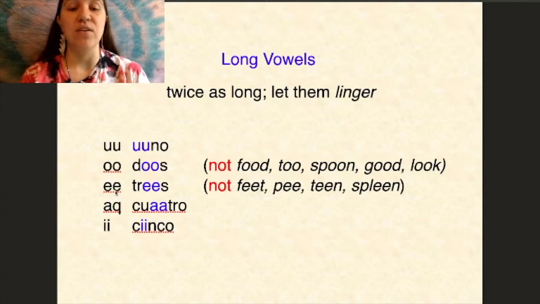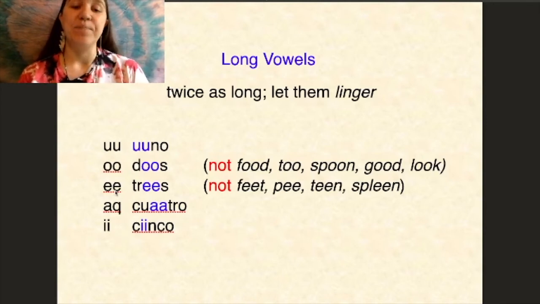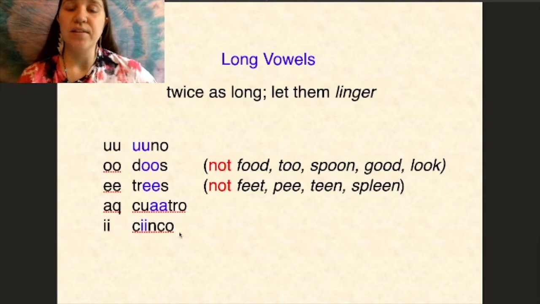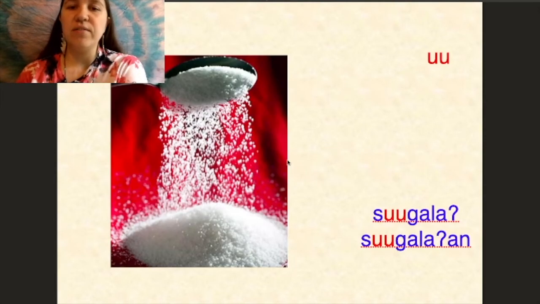And the same for those two e's. When you see those together, it's not the feet, or teen, or spleen. It's e, as in tres. And the double A's, we have a. For example, it would be similar to cuatro. E, cinco. So let's go ahead and see some example words using our double vowels.